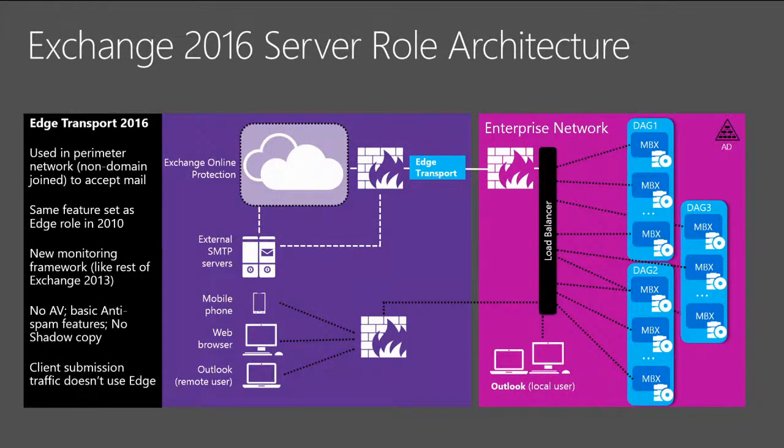One more thing to keep in mind is client submission, the last point there. Client submission traffic, so traffic over port 587, never goes via the edge. It goes directly to the front-end transport service running on port 587.